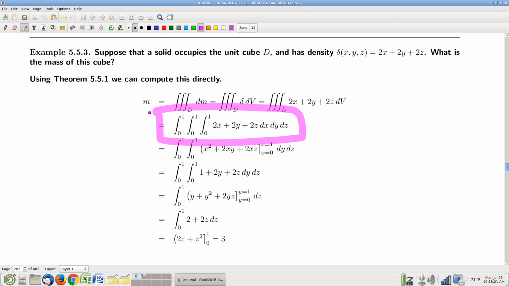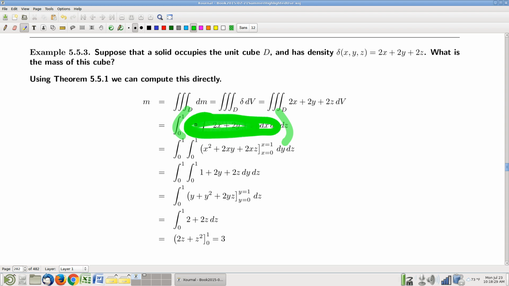Just don't forget, you have to go sort of inside out. I can't start with my dz integral because I don't know what my integrand for that integral is yet. I've got to evaluate that integrand before I can do that integral. Right, so you have to start on the inside. So we'll start with our dx integral. Don't forget that for your dx integral, x is a variable, y and z are constants. Right, the variables further to the outside are constants.